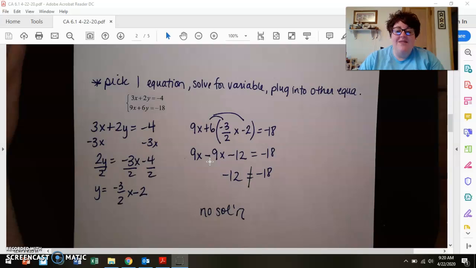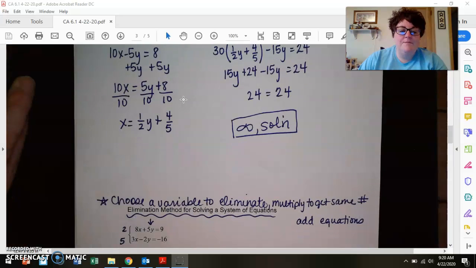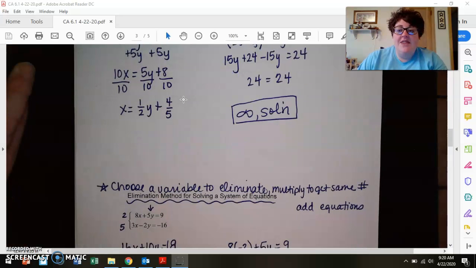So if we think about this, if we tried to find the slope of these two lines, they would end up having the same slope. So they're parallel lines. So that is the way for substitution: take one, solve it for a variable, substitute it into the other.